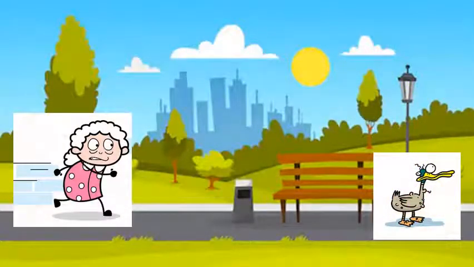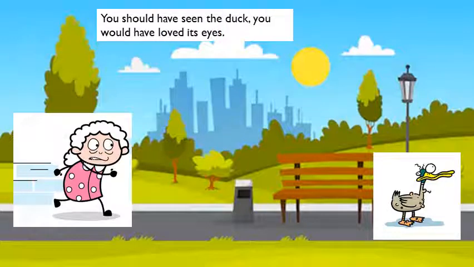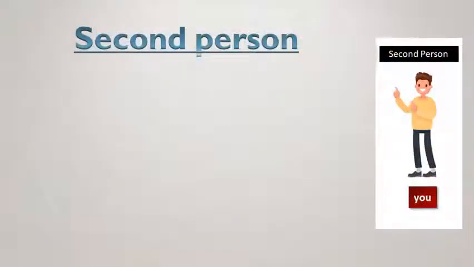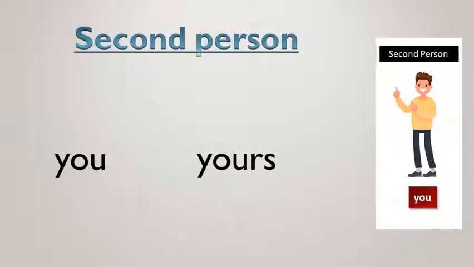Second person is a point of view where the narrator tells the story to another character using the word you. So you could say Zina told Riam the following story. You should have seen the duck. You would have loved its eyes. In the second person, the author could be talking to the audience. We can tell this by the use of you and yours.